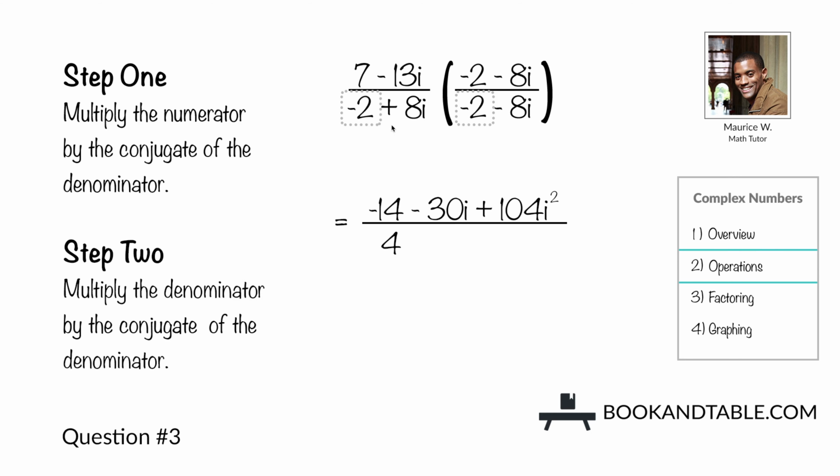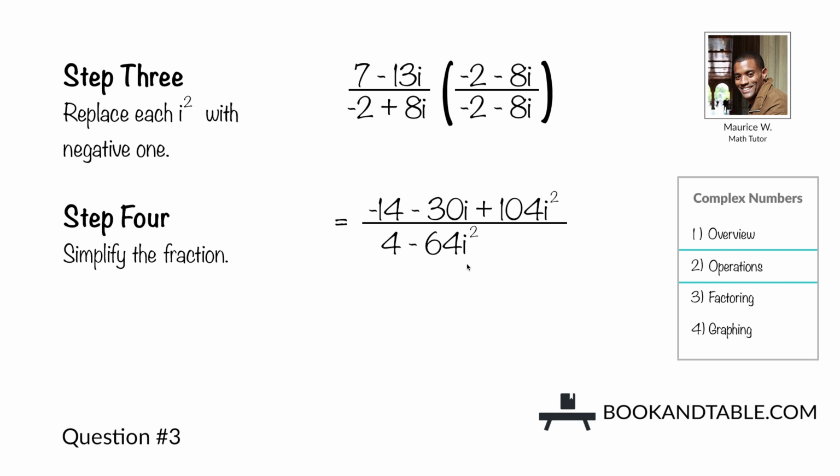Then we multiply the denominator by the conjugate, negative 2 minus 8i as well, giving us negative 2 times negative 2, which is positive 4. Negative 2 times negative 8i gives us positive 16i. Positive 8i times negative 2 gives us negative 16i, which cancels out the positive 16i. We multiply 8i times negative 8i, giving us negative 64i squared.